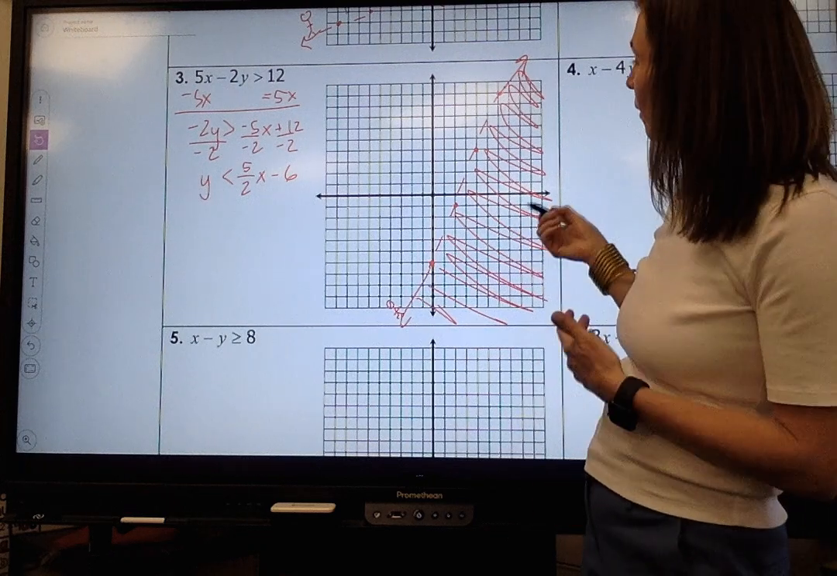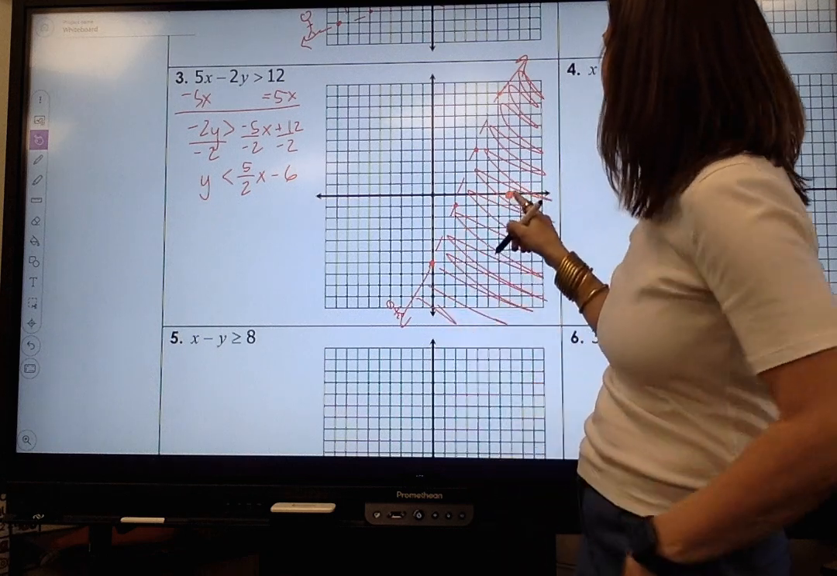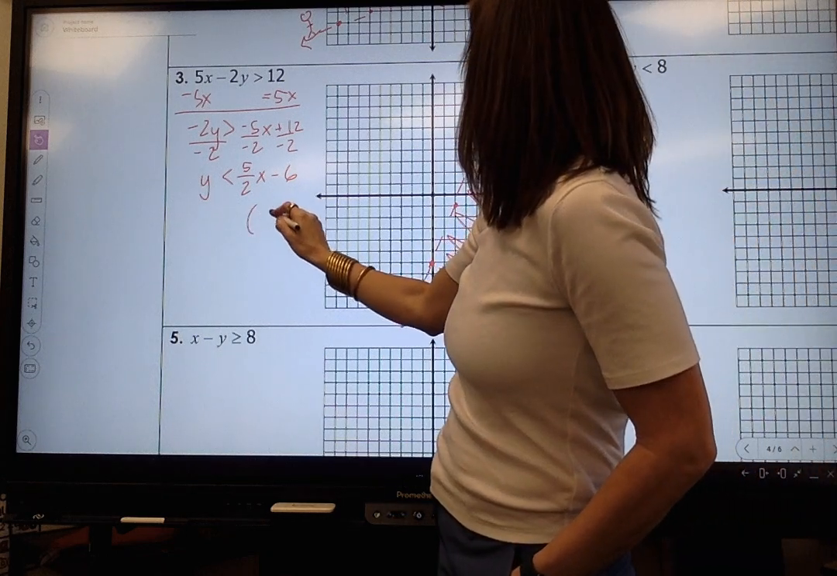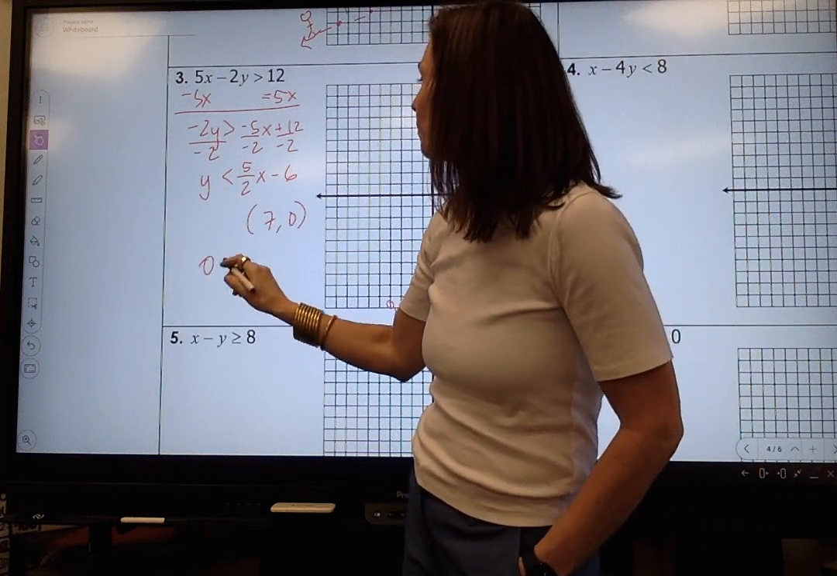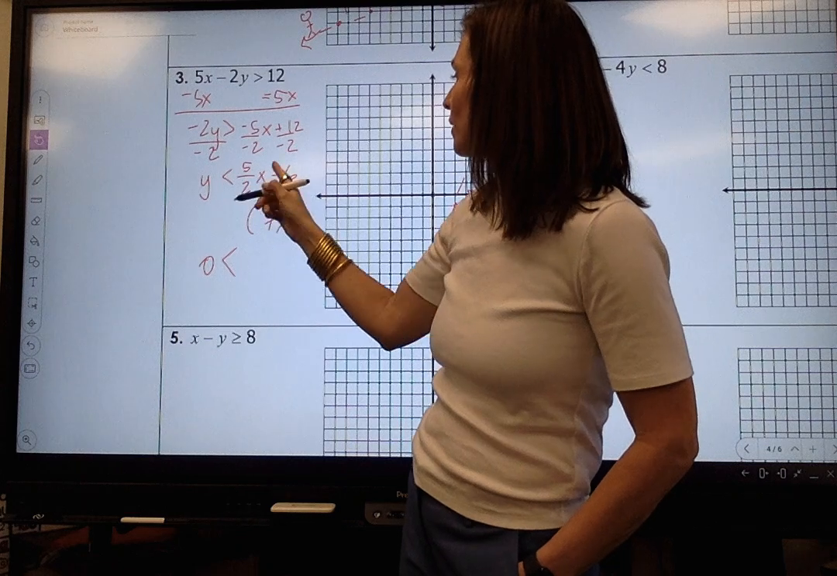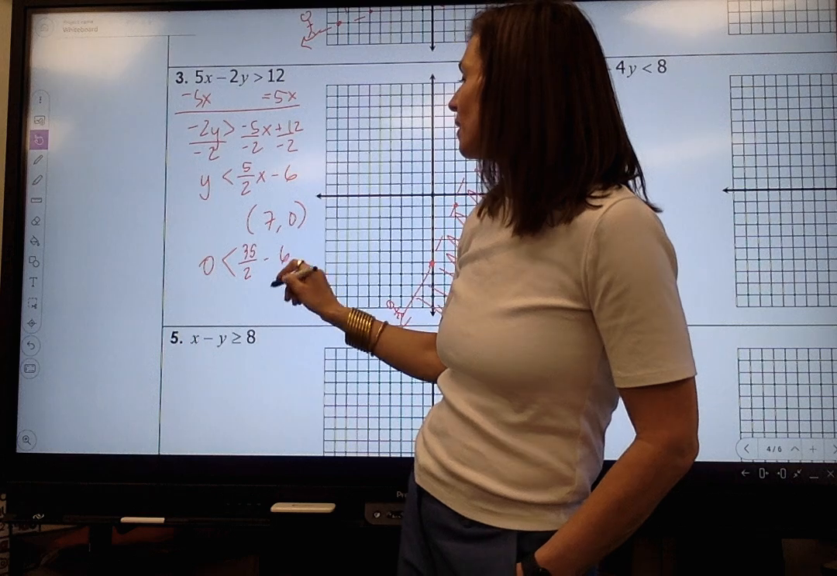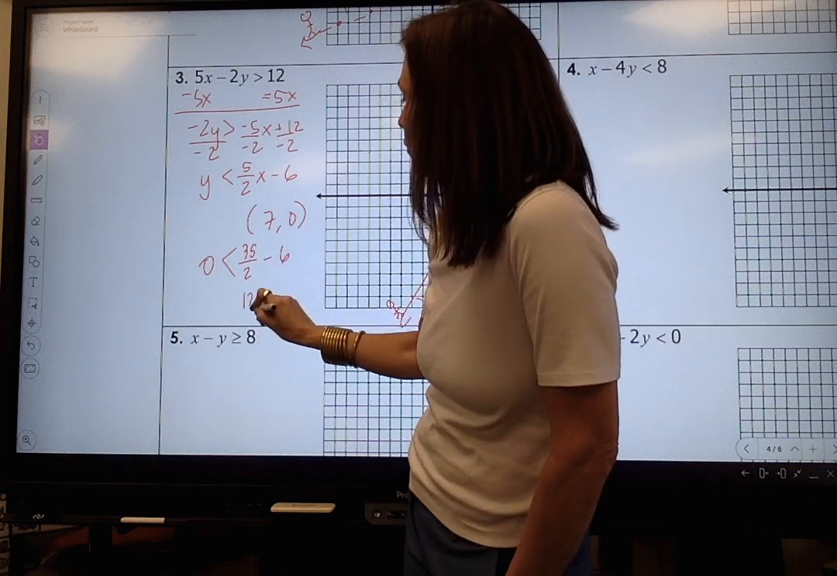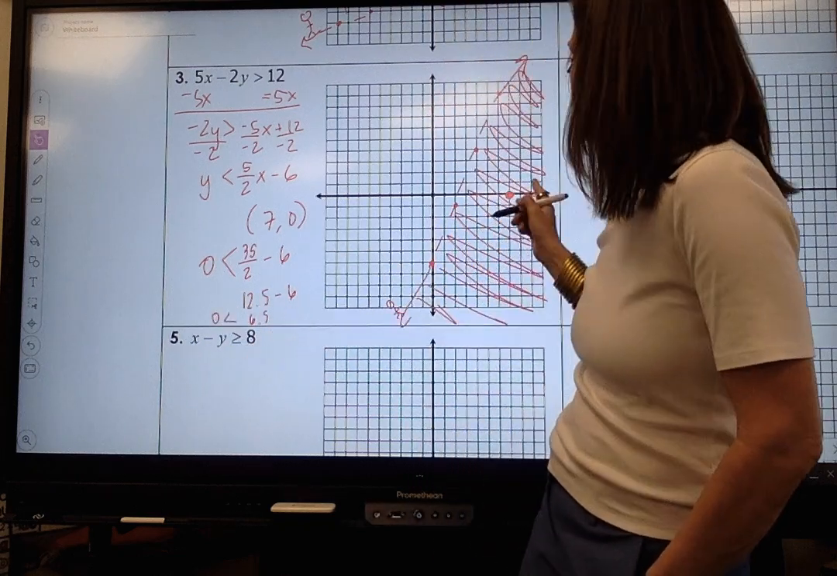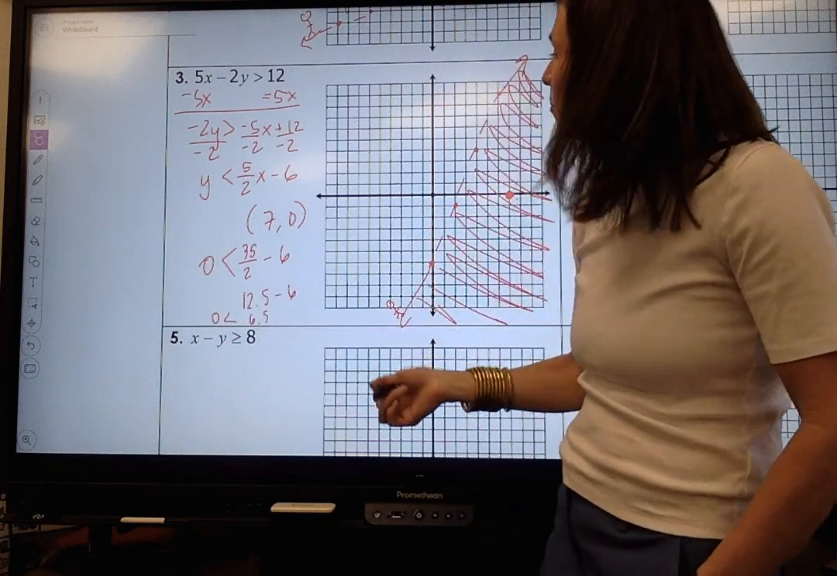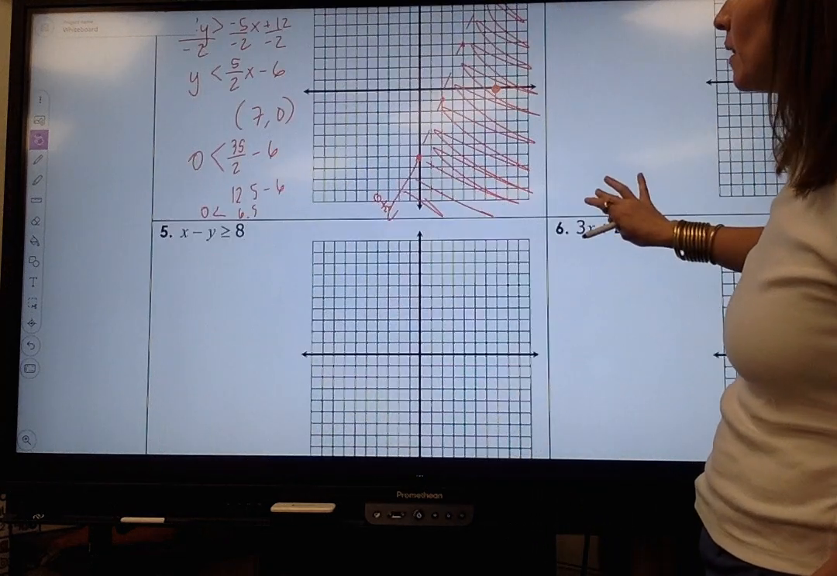And I can pick any point I want. I'm going to pick this point right here, and that point is 7, 0. And that better make this equation true. So if I plug in a 0 for y and a 7 for x, that's 35 over 2 minus 6. So 35 over 2 is 12.5. 12.5 minus 6 is 6.5. 0 is less than 6.5, so it's true. I mean, I picked a bad one because it didn't come out even, but you see how I'm testing that point.